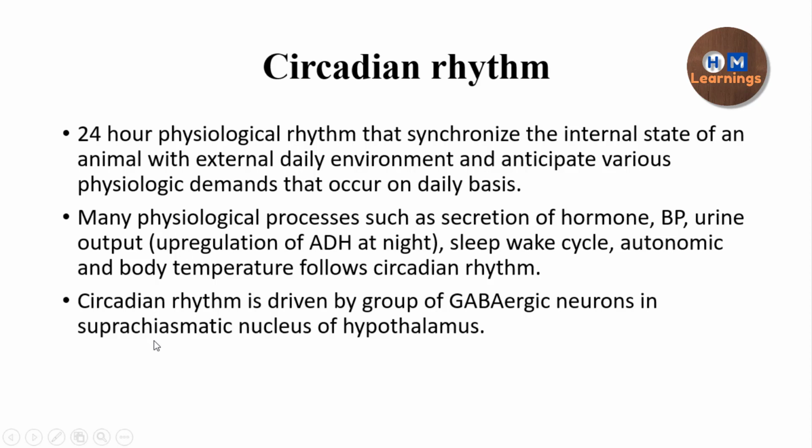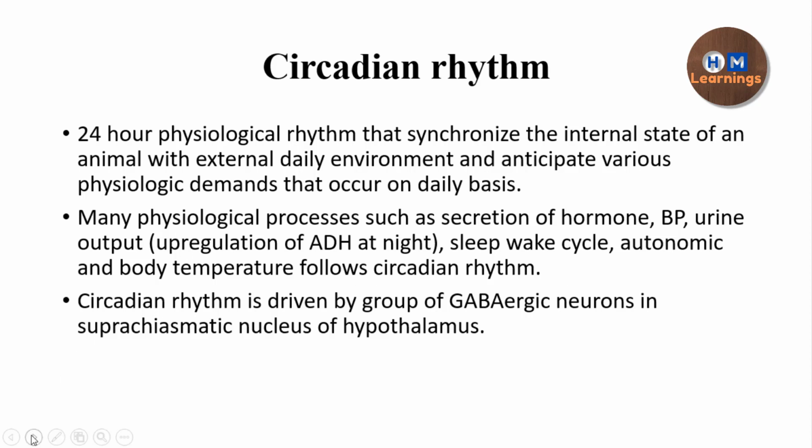Okay, so this suprachiasmatic nucleus of the hypothalamus synchronizes our internal state with the external environment, so that we can anticipate various physiological demands that we need to fulfill in order to remain alive. Okay, so the suprachiasmatic nucleus is basically a group of GABAergic neurons. And the circadian rhythm is not only in the sleep-wake cycle, but also in the secretion of hormones, the most common example being cortisol, and in blood pressure, urine output, autonomic processes, and body temperature.